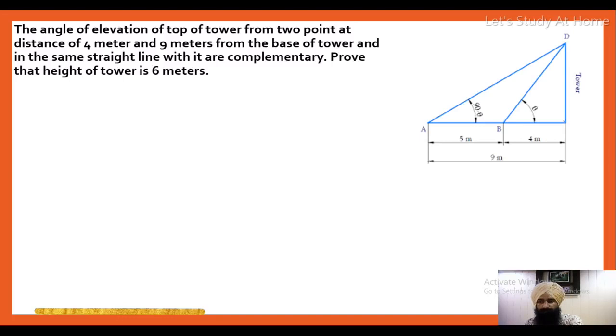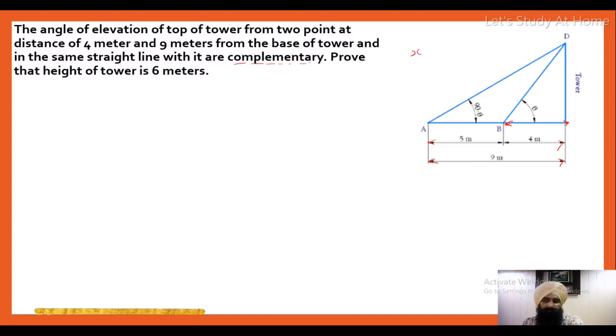This is the base of the tower, this is 4 meter, this is 9 meters, and the angles of elevation are complementary. Complementary means the sum is 90 degree. If one is theta, the other is 90 minus theta.